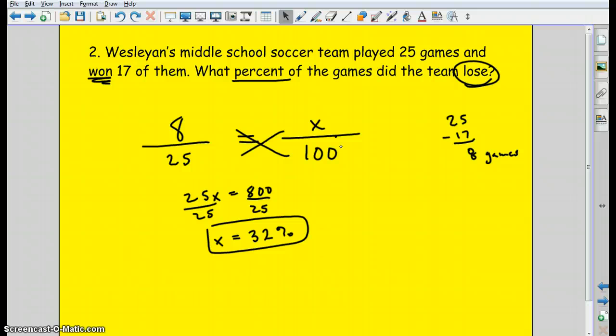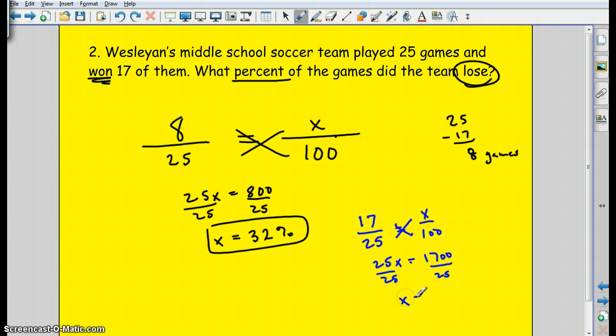Just so you could see what would have happened if we had started with 17, because it said that's how many they won. We'd have 17, the part over the whole amount, equals x over 100. And we solve our proportion, doing our cross multiplication. And what you'll realize is when you divide 1700 by 25 on both sides, you'll wind up with 68%. Again, 68% is the number of games that they won, but it's asking how many they lost. So you would say 100% minus 68% equals 32%, which is our answer.